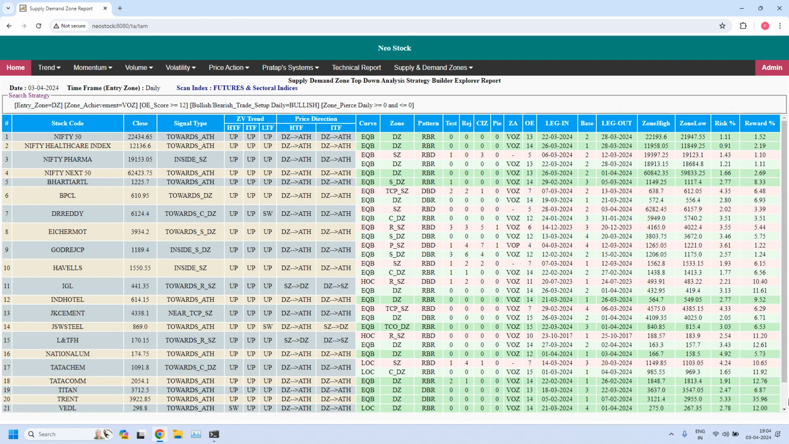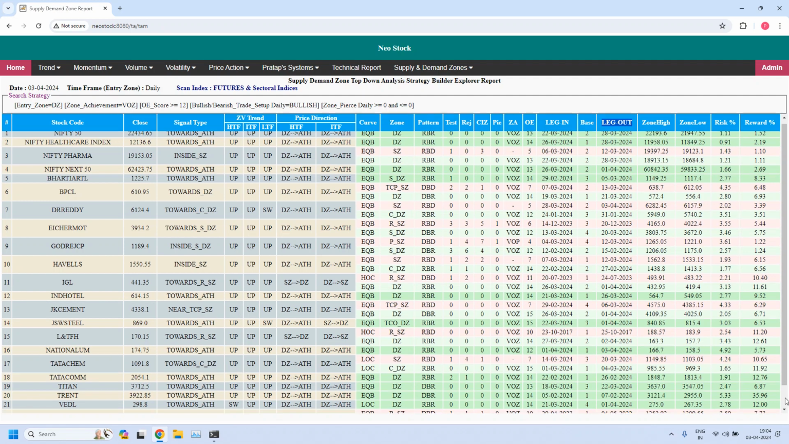I will be giving you only a few seconds and then I move on to the next page. So what you need to do is pause the video and generate the charts. That means you need to draw the charts by taking the columns leg in, number of base candles and leg out date. Based on these dates, you can draw the zones. After that, you can study and proceed further with these reports.